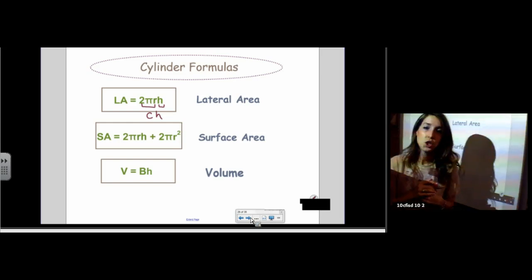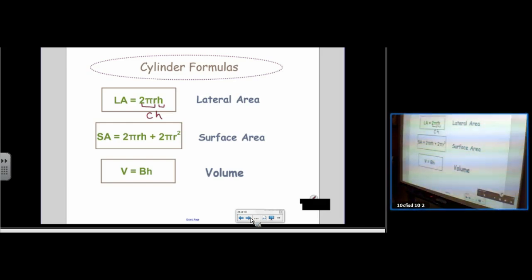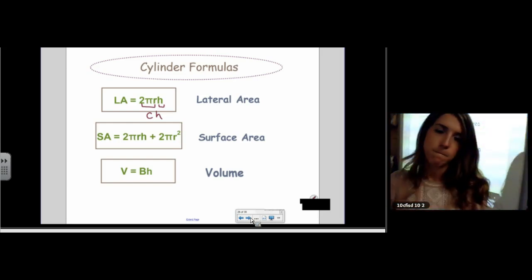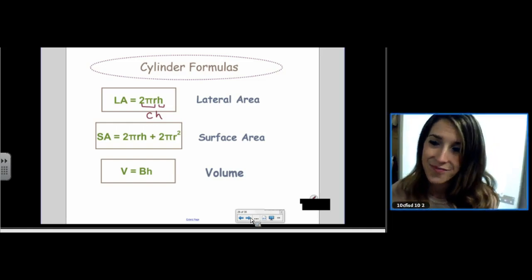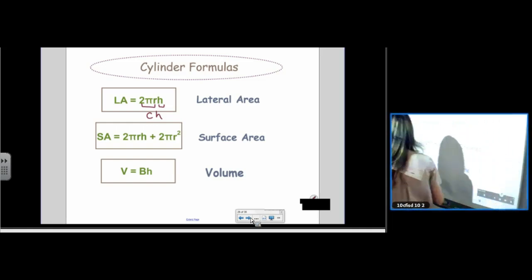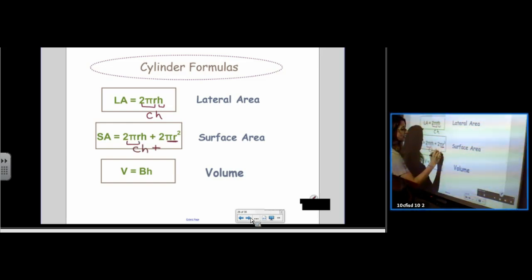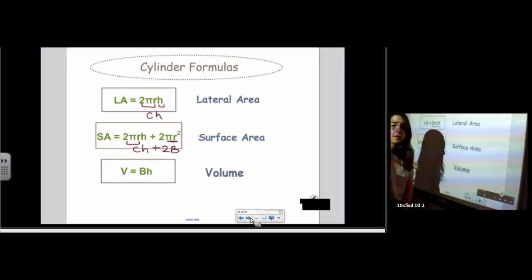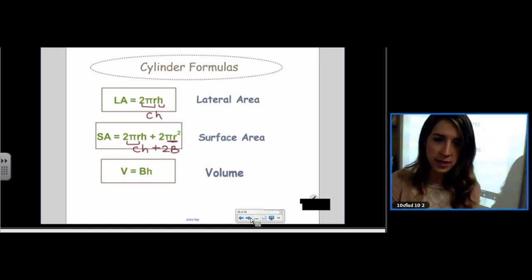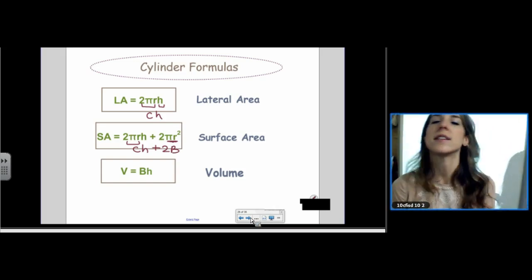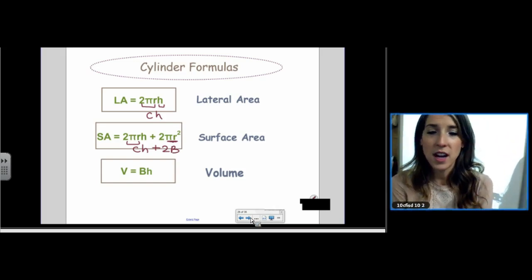The surface area is circumference times height plus, look at that, that's b, 2b. So it looks just like our prism ones. Pi r squared is just b. And then volume, there's not even a special one for volume on your formula chart. Just base times height. You have to know that the area of the base is where you put the pi r squared.